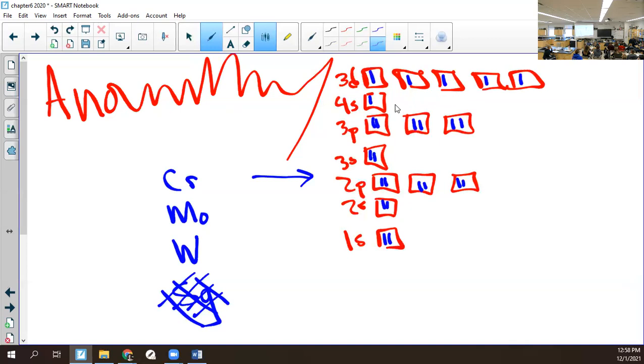Now, it also works when we want to fill this up all the way, and that would be your silver, copper, and gold. Are we okay with those exceptions? All right.